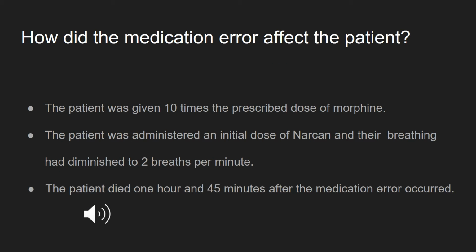How did the medication error affect the patient? In this medication error, the patient was given 10 times the prescribed dose of morphine. The patient was administered an initial dose of Narcan, and their breathing had diminished to 2 breaths per minute. The patient died 1 hour and 45 minutes after the medication error occurred.